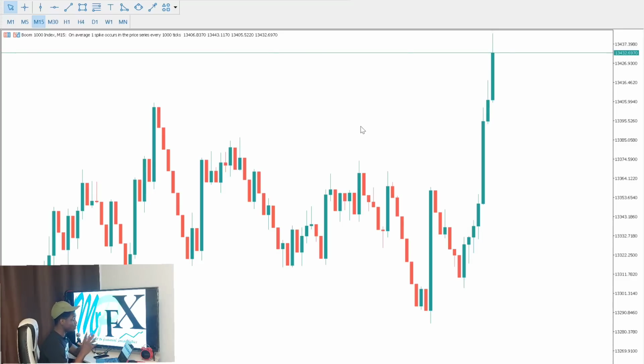Now, whenever you see your pin bar, right? Whenever you see a pin bar, an evening star, a morning star, or a bullish engulfing or a bearish engulfing, that is the starting of the signal we're looking for. Now, this is what I mean.